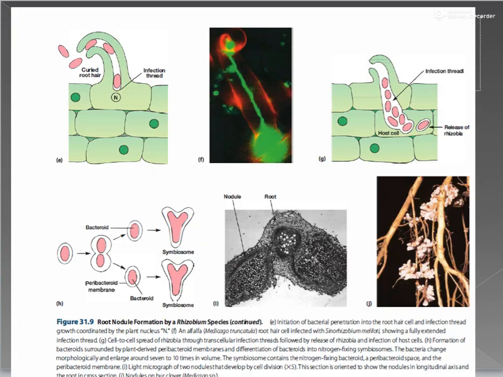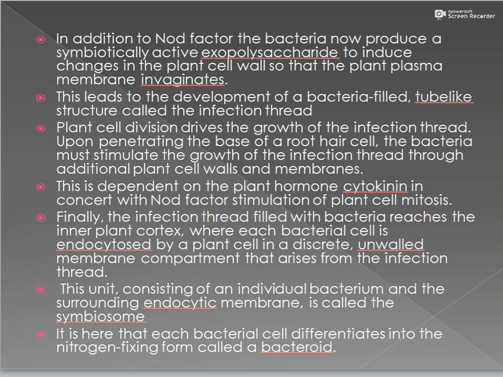So what we have to say is, once the NOD factor happens, the bacteria produces a symbiotically active exopolysaccharide, and this will change the plant cell wall, and it will invaginate. The plasma membrane will start invaginating, and it could lead to the development of a bacteria-filled tube-like structure called the infection thread. That's called the infection thread.